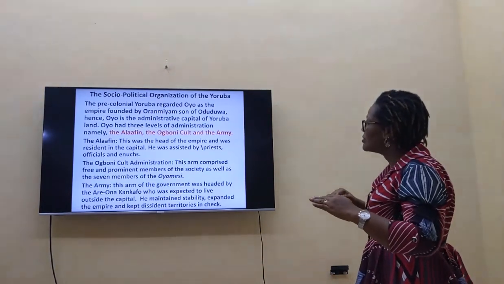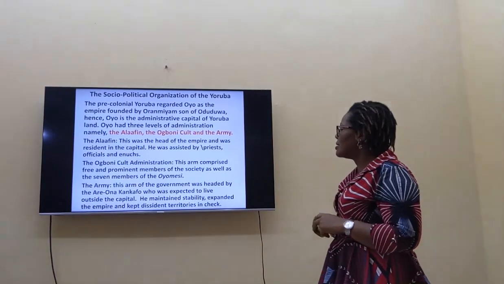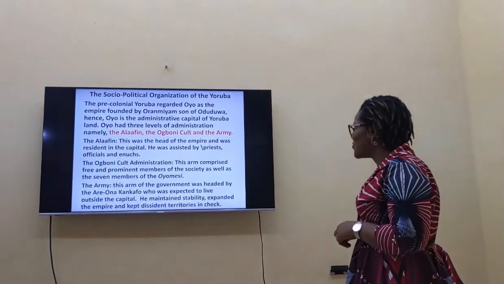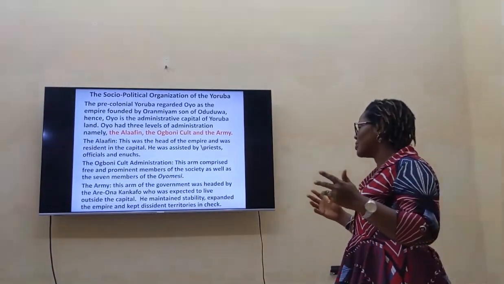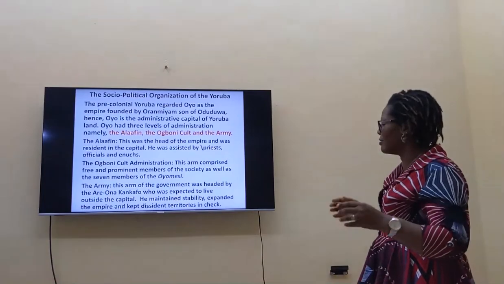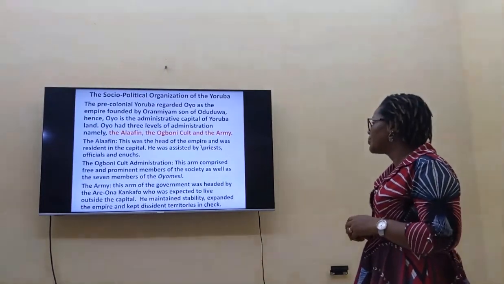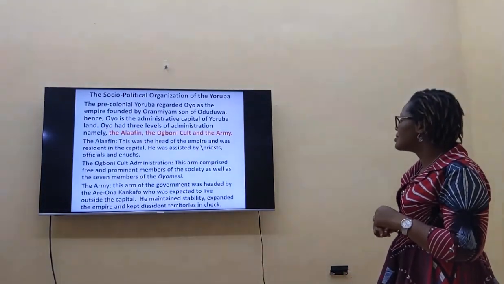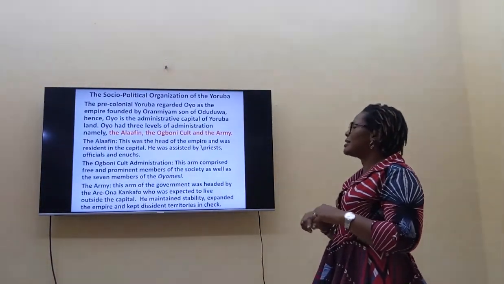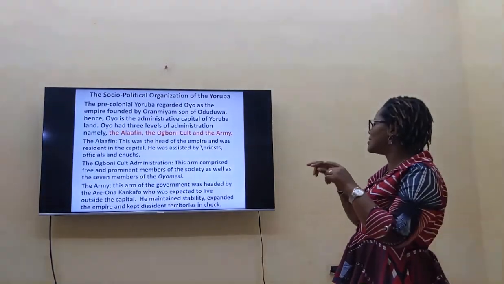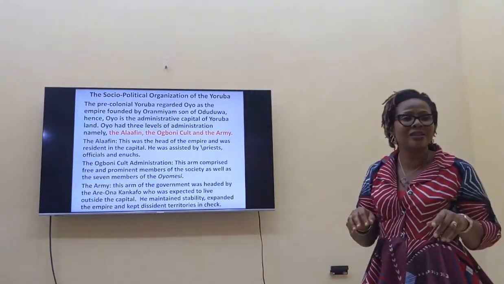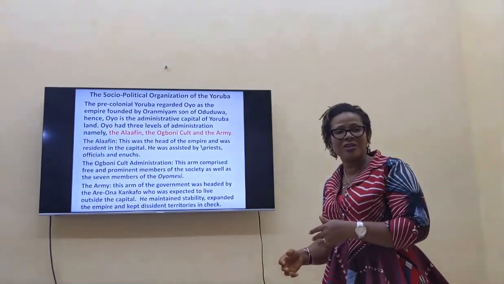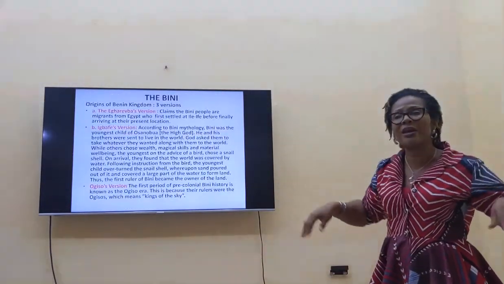The third tier is the army. This arm of government was headed by the Aare Ona Kakanfo, who was expected to live outside the capital, outside Oyo. What was the duty of the army? They were to maintain stability and expand the empire, and also to check resident territories to keep them in place so that they don't intrude or encroach into the empire.